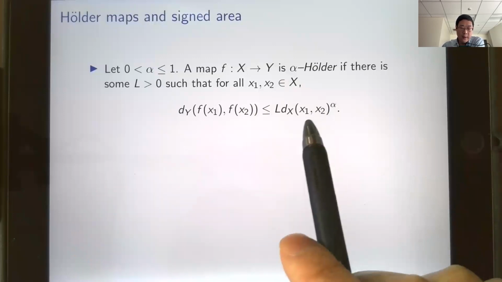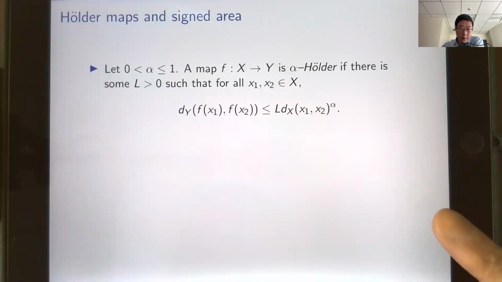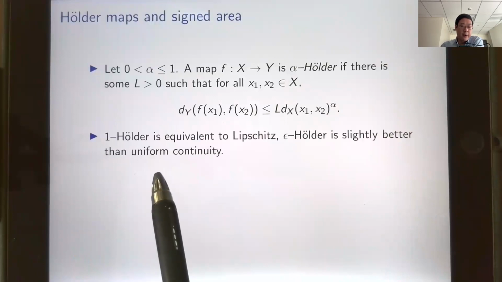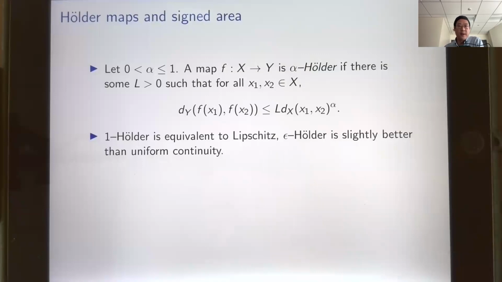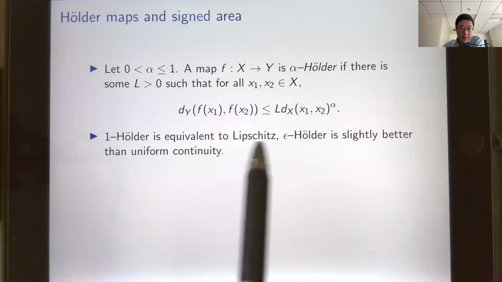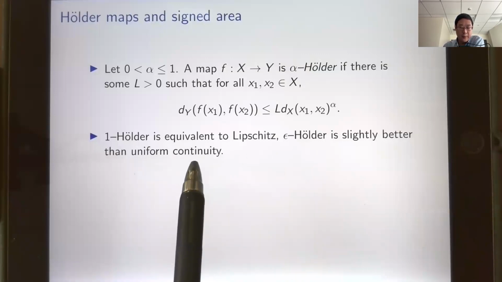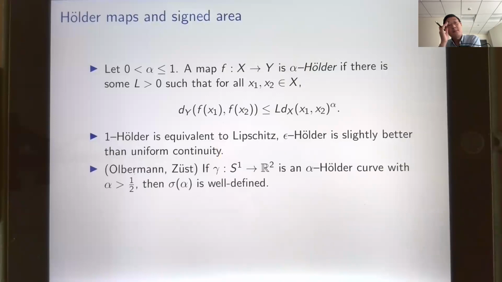When alpha is less than one, this is a weaker condition. One Hölder is equivalent to Lipschitz. Epsilon Hölder is a little bit better than uniform continuity, but not that much better. And so the closer this exponent is to one, the nicer the map. In particular, if you have an alpha Hölder curve with alpha bigger than 1/2, then it has a well-defined signed area. And so you can define this notion of a map with signed area zero, a map that sends every Lipschitz closed curve to a Hölder curve with signed area zero.